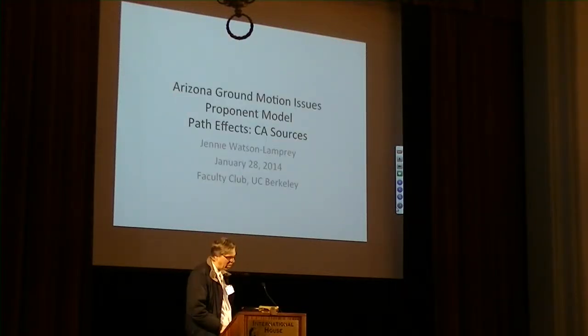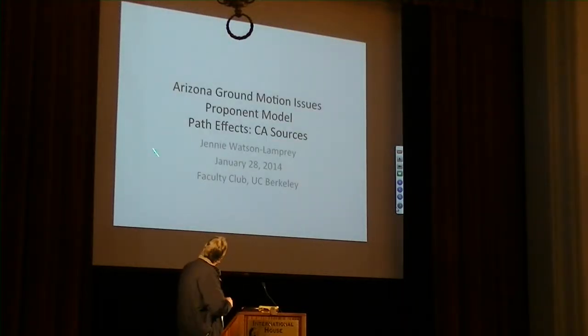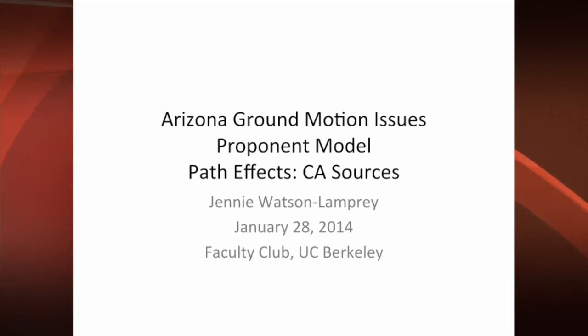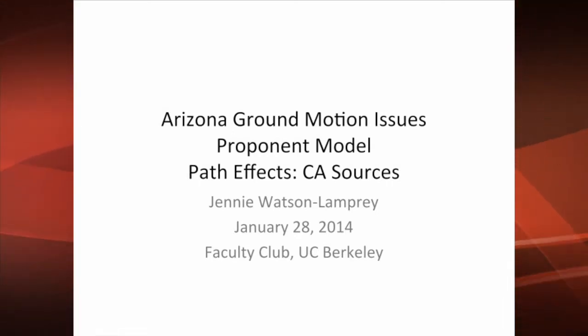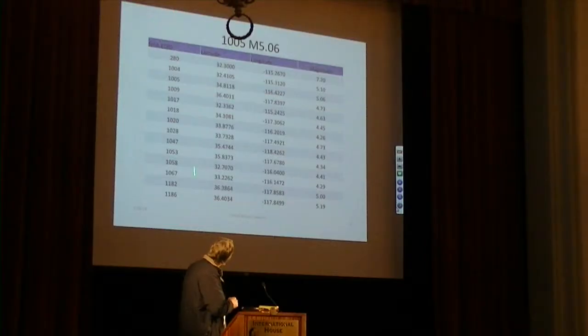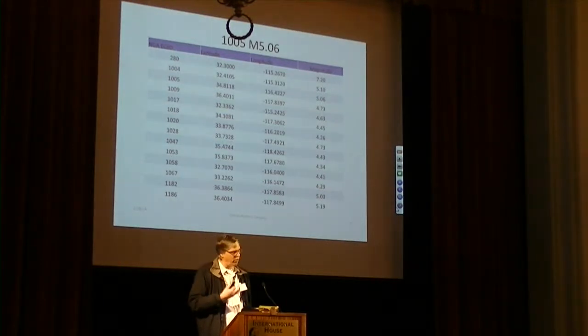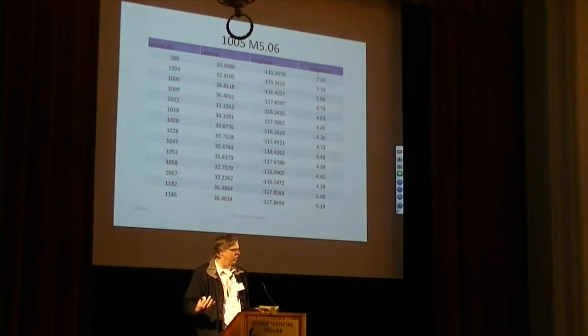So I'll show you an initial evaluation that was done by Jenny Watson-Lamprey on the scaling of the path effects from California sources. These were the earthquakes, and so over here, these have an NGA West 2 earthquake ID. That means those earthquakes were available to the ground motion developers to use in their models without the Arizona data being in there because they had not been included yet.